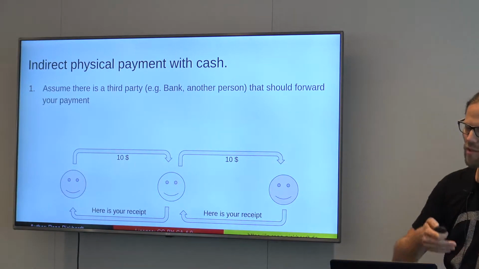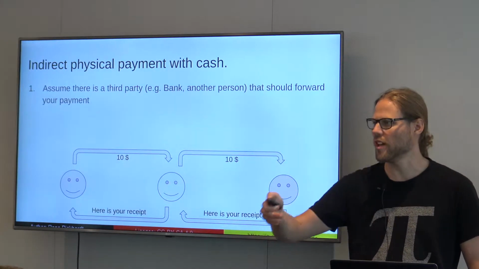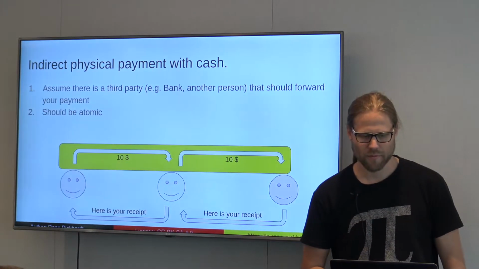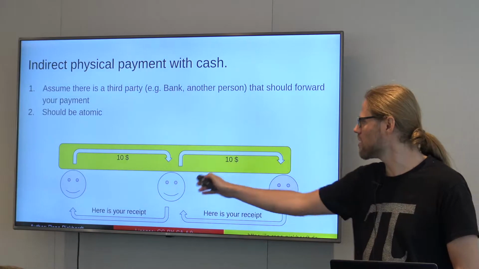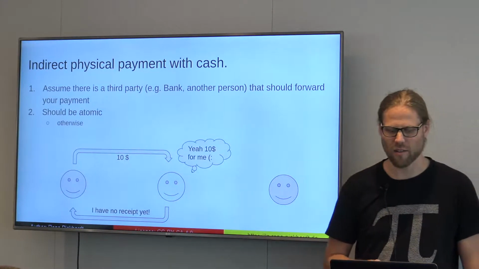Okay, so let's look at an indirect physical payment with cash, right? So let's assume there's a third party, like a bank or another person, that is supposed to help me with my payment, help to forward the payment. I want this to be atomic, right? I don't want this person in the middle to be able to run with the money. And the question is, can it though?